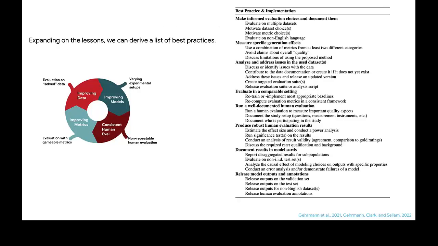Expanding on these lessons, in a survey I recently published, we actually made a long list of best practices you can follow, and you can use this as a little bit of a checklist to check yourself. Am I actually motivating my data set and my metrics choices? Am I evaluating a non-English language? Am I explaining all of the human evaluation components and so on? I'm not going to go into detail into this. I just wanted to self-advertise a little bit that if you do this, you'll have better evaluations.